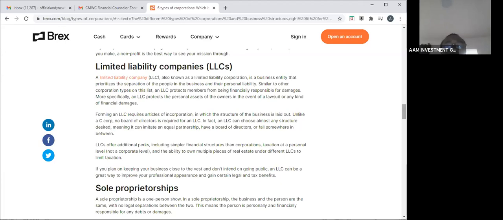And now we'll run through the rest of it, because after that, everything else is basic. Similar to other corporate types on this list, everything else is going to mesh into corporations right now. LLCs protect members from being financially responsible for damages, same as the corporations, whether it's an S-Corp or C-Corp. More specifically, however, an LLC protects the personal assets of the owners in the event of a lawsuit or any kind of financial damage. And I'm going to add, that stems from any company under that LLC.